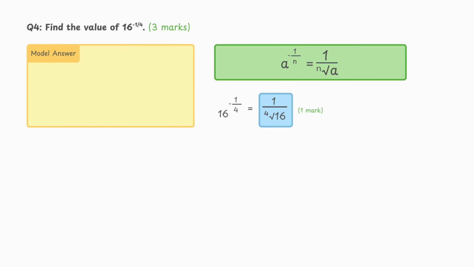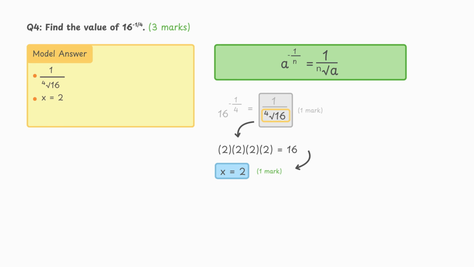Now evaluate the fourth root of 16. We are looking for a number that multiplied by itself 4 times gives 16. The value is 2 because 2 times 2 times 2 times 2 is 16. This earns 1 mark. Therefore, 16 to the power of negative 1 over 4 equals 1/2. This earns 1 mark.